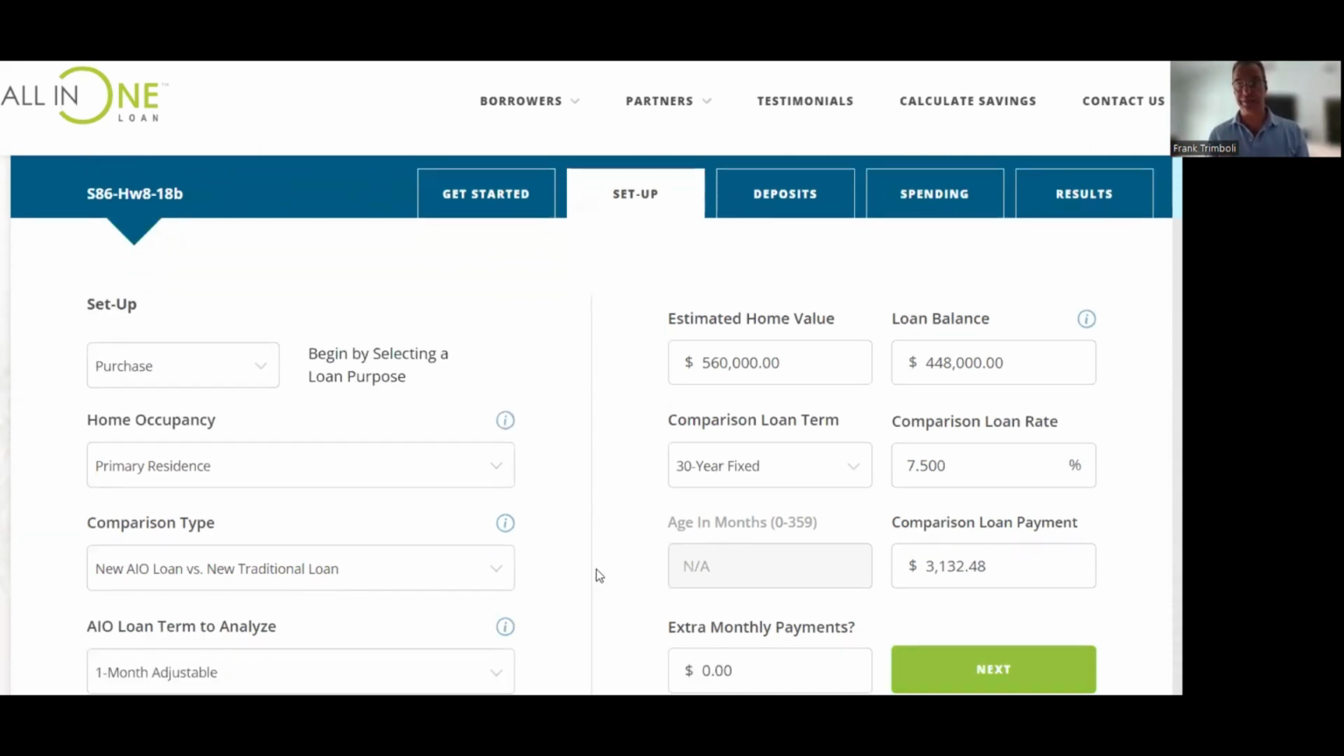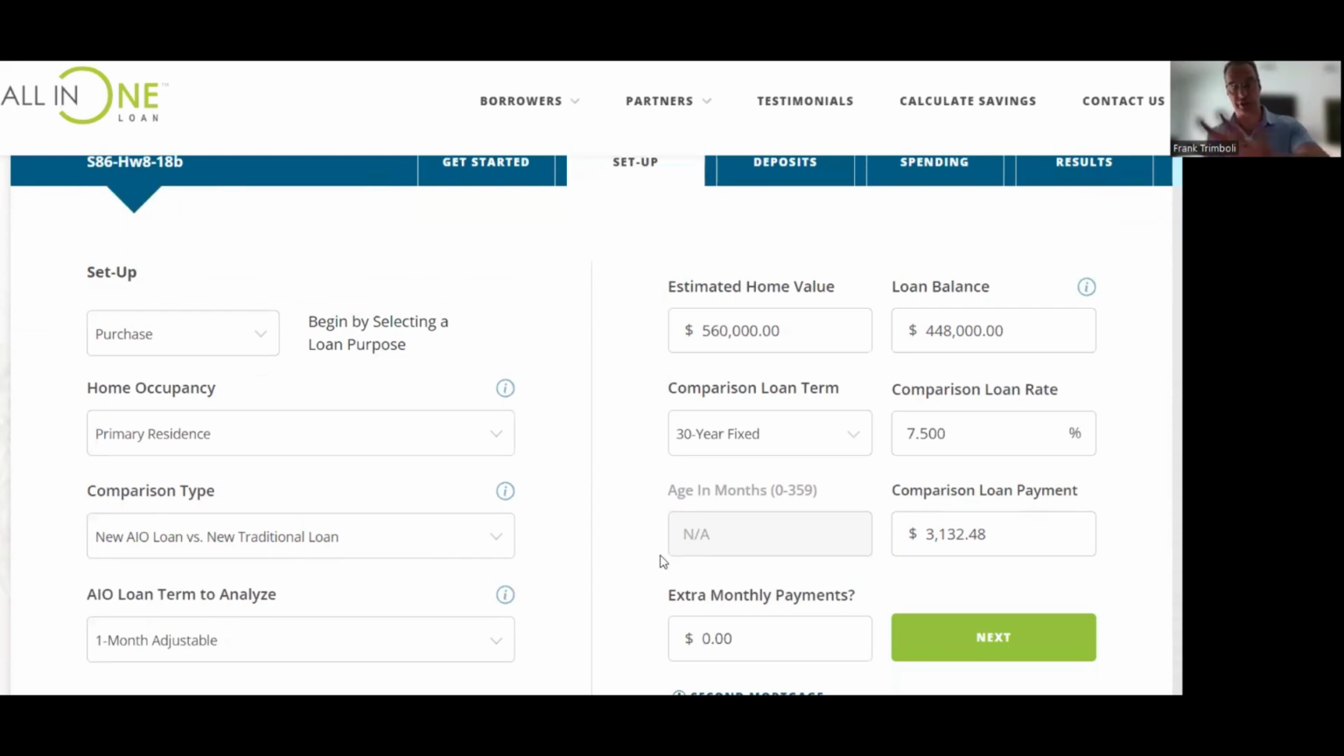To the right, we have the estimated home value. You can manipulate any of these fields. The balance with 20% down doesn't have to be that. It's $448,000. I'm using an interest rate of 7.5%, 30-year fixed, pretty conservative. Rates are hovering around the mid-sevens. And that's your traditional mortgage payment that it automatically calculates. We'll go to the next screen.